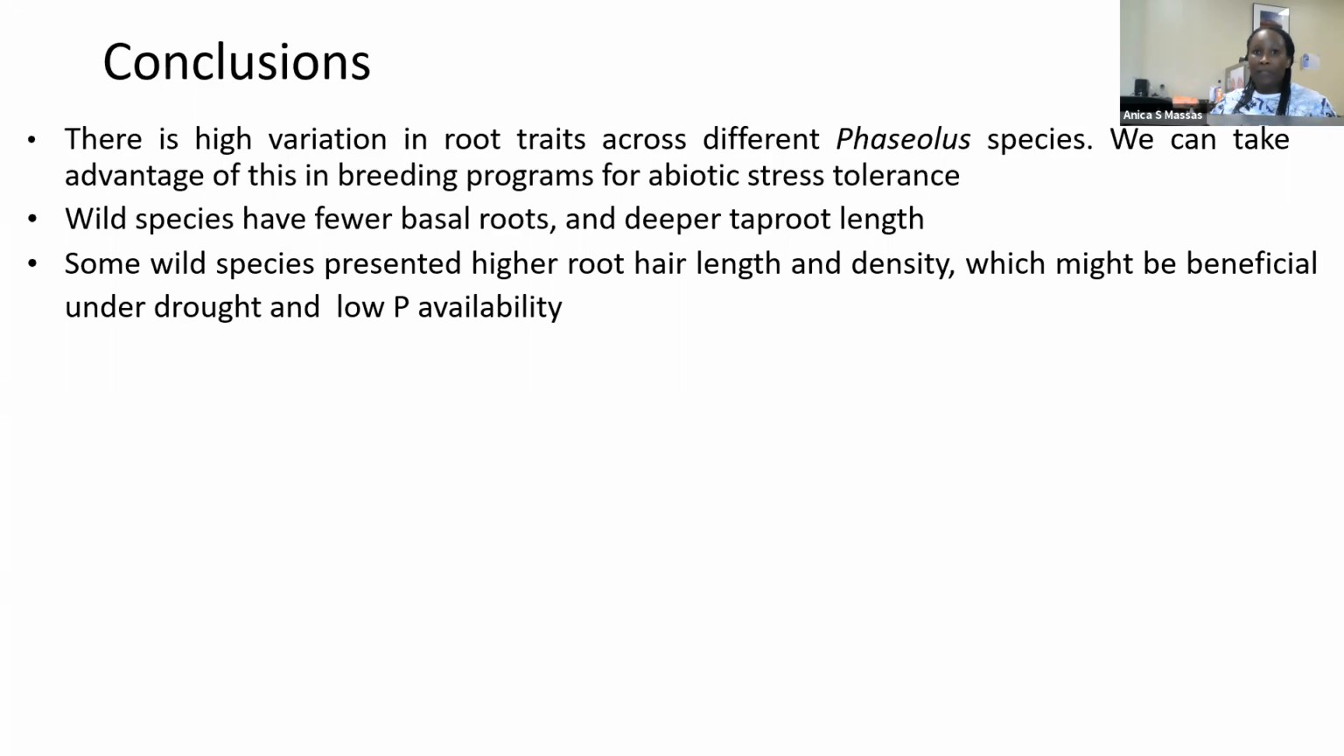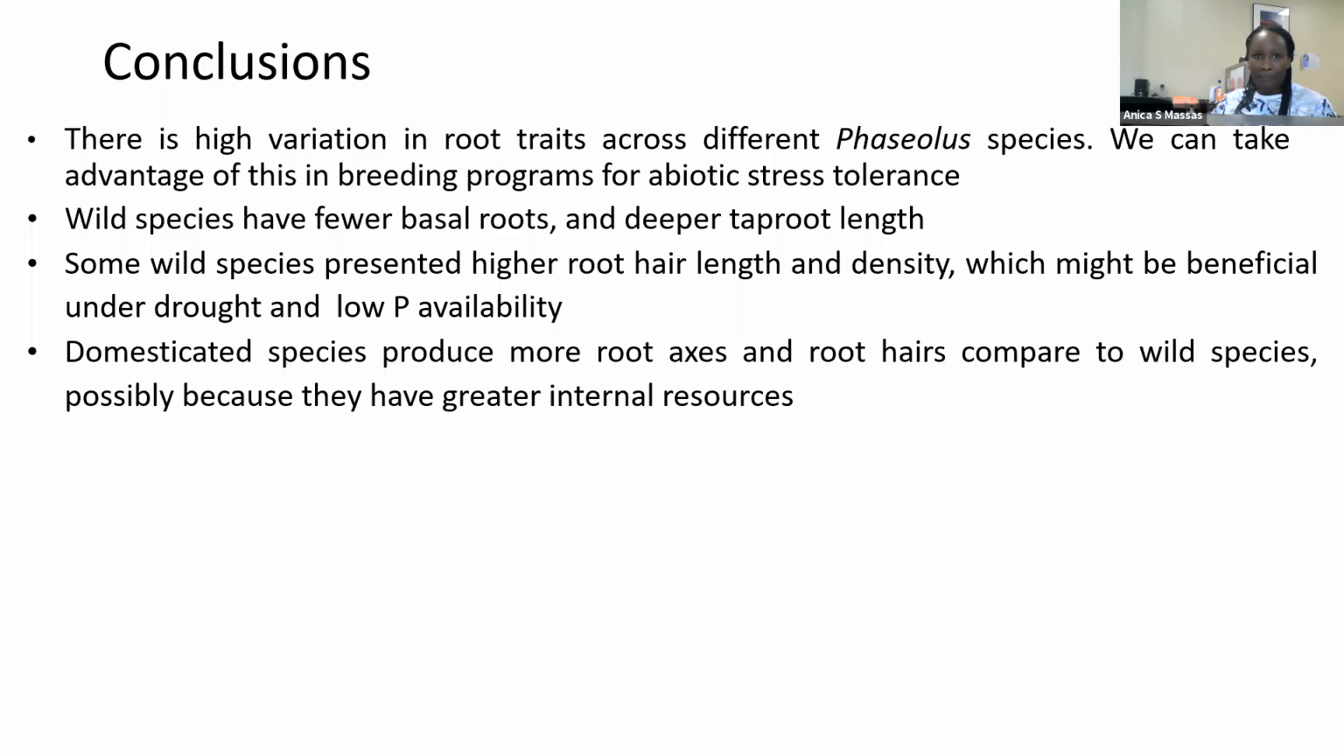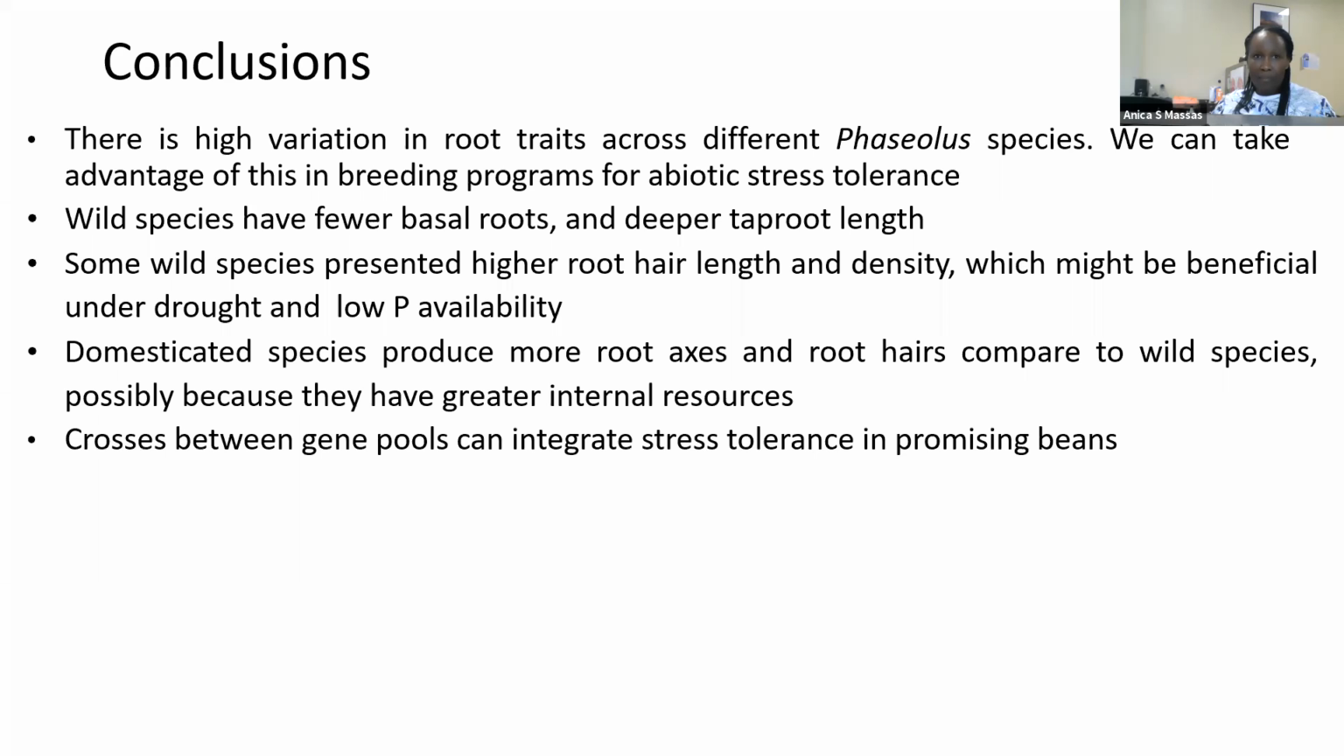Some wild species present higher root hair length and density, which might be beneficial under drought stress and low phosphorus availability. Domesticated species produce fewer root hairs compared to wild species, possibly because they have greater internal resources. Crosses between gene pools can integrate stress tolerance in promising beans.